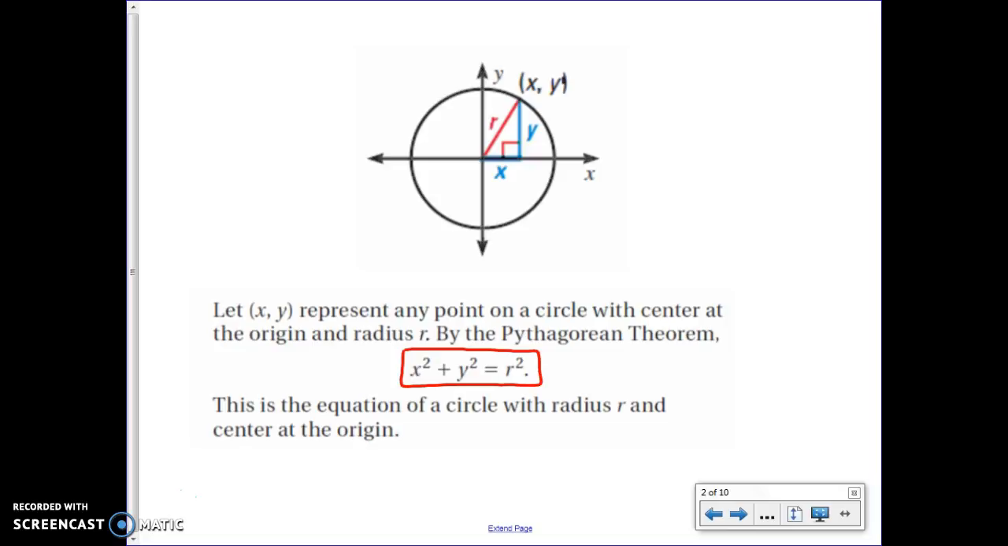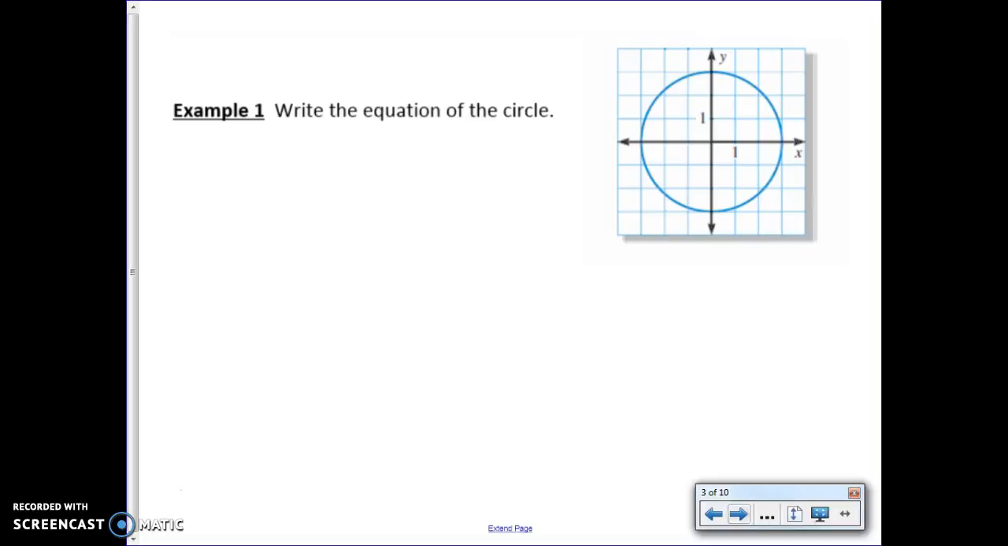And if you look at the picture up there, you should see that right triangle. We're going right a distance of x, up a distance of y to that point on the circle. And that radius then is from the center straight out. That's the equation of a circle with a radius r with center at the origin. And that's important because we're going to move off the origin in a little bit.